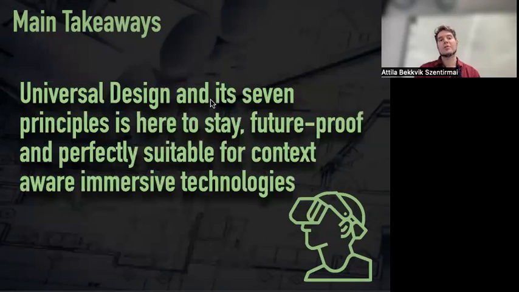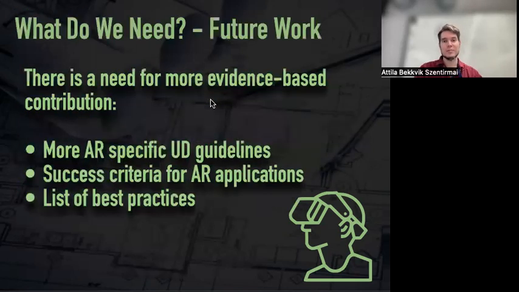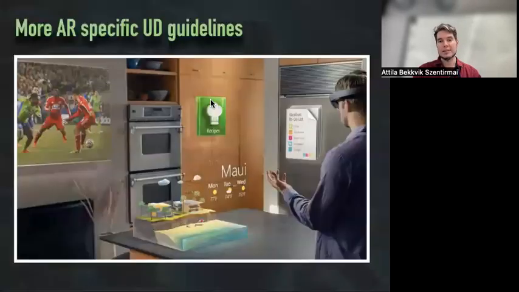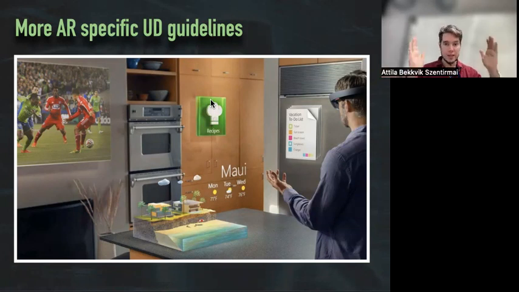And main takeaways: universal design is here to stay, and fits perfectly for augmented reality. Spoiler: it fits also for virtual reality, but that's not today's topic. What do we need? More specific universal design guidelines, success criteria for our applications, a list of best practices, very fast, some examples, more specific. The guidelines are abstract. We have to concretize. And we have to have consensus on how to concretize, because what I say may mean something different to another expert, and another expert. So we need something more specific and we have to agree on that.